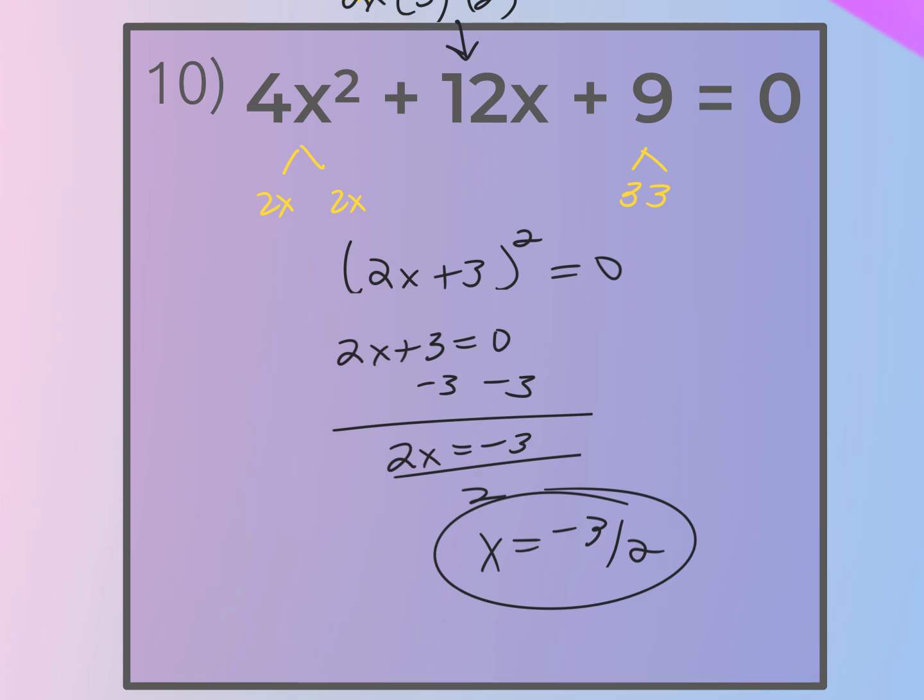If you wanted to multiply a times c, you'd get 36. What are the factors of 36 that multiply to give you 36 and add to give you 12? It'd be 6 and 6. And then factor by grouping or by my little way.